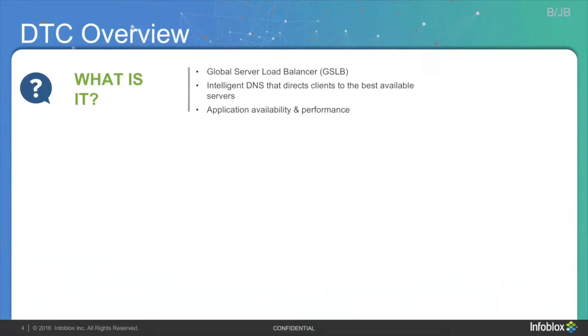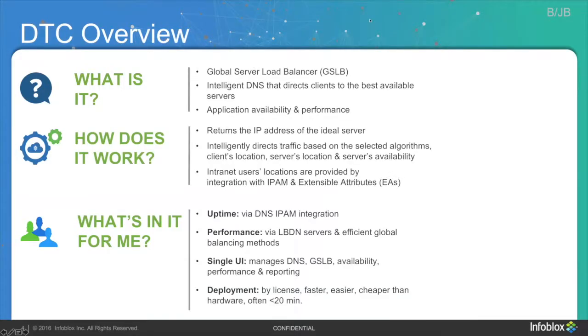Certainly, Bob. So folks, from a high level, DTC is basically a global server load balancer. We like to use the term intelligent DNS. Right. So Joe, you were saying that really it's around load balancing and directing clients to the best available server for availability and performance. But can you go into a little more detail now about how it works?